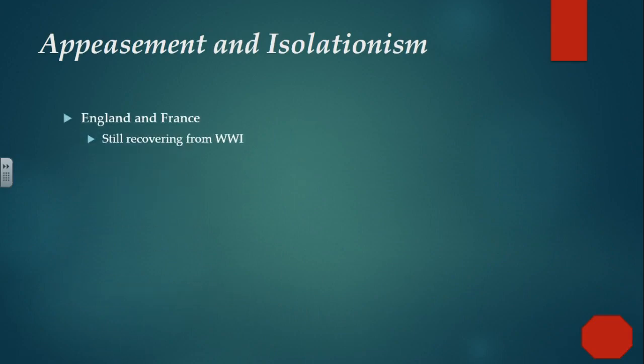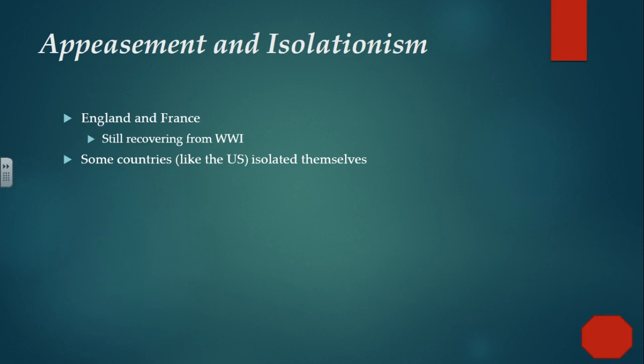Number one, France and England, the two other powerful countries in Europe, are still recovering from World War I. They do not have the ability to go fight another war. They have a lot of problems going on in their country. They're not ready to go fight a war. They don't like what's happening in Germany, but they really don't have the ability to go against this.